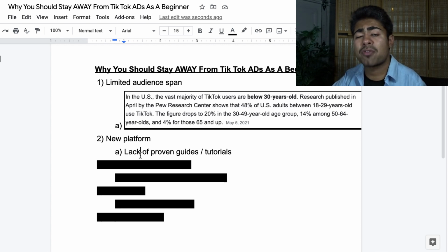Because it is a new platform, a lot of these YouTubers themselves are actually learning about TikTok ads while they're teaching you. So because of that, they could also classify as beginners. And in my opinion, you should not be taking advice from somebody who's just a beginner starting out using a platform. You should rather be taking advice from people who are already experts, spending thousands and thousands of dollars on that advertising platform. But number two thing, of course, is the lack of proven guides and tutorials.